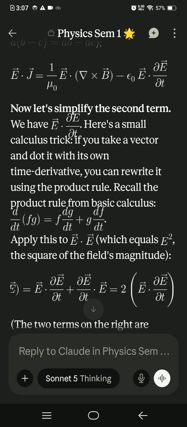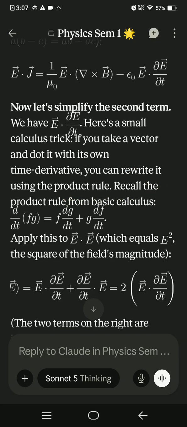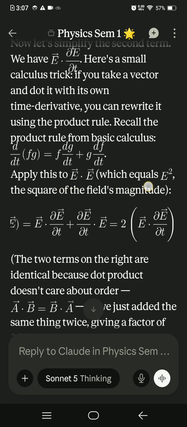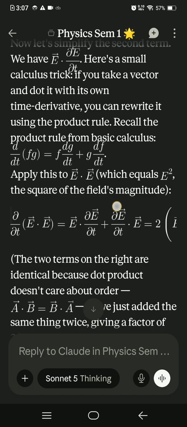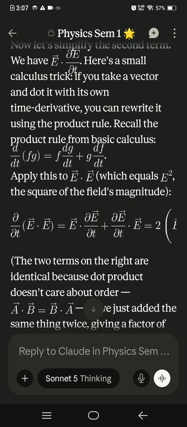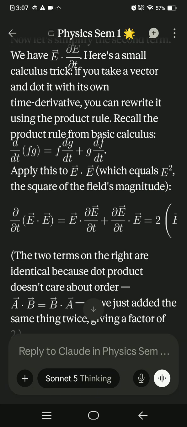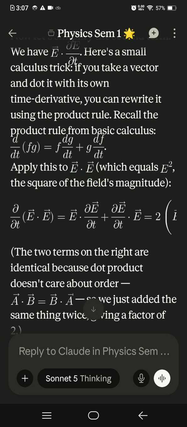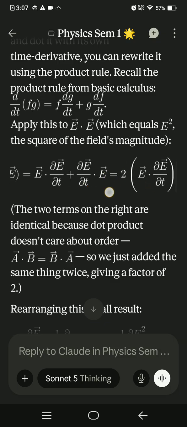Fine, so you can rewrite this using the product rule. So this was the product rule, applying it for E dot E, which equals E squared, the square of the field's magnitude. What about cos theta? The cos theta is cos 0, which equals 1, so maybe that is why E squared. Anyway, so this becomes this. The two terms on the right are identical.